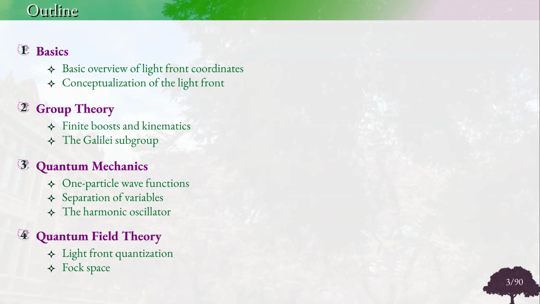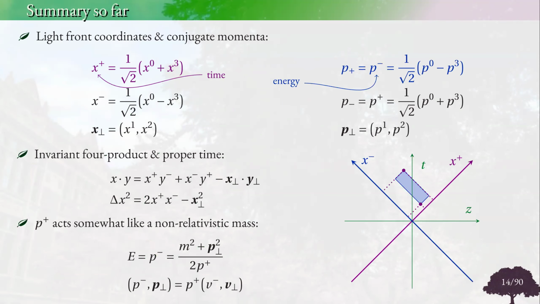I'm going to jump to the summary slides, just as a basic review of what we went over the previous few times. We defined what light front coordinates are. We stuck with a convention in which light front coordinates are defined with this factor 1 over the square root of 2 in front of them. It ends up making a lot of calculations more convenient. We chose x plus rather than x minus to be time, basically by fiat. Both x plus or x minus are valid to use as the time variable.